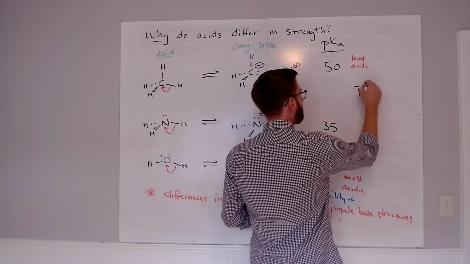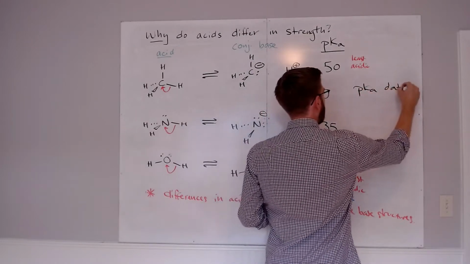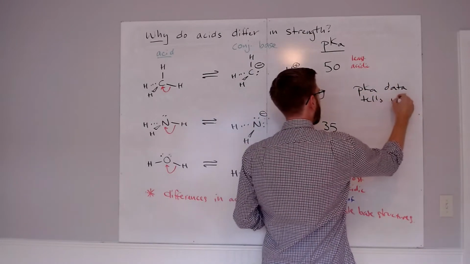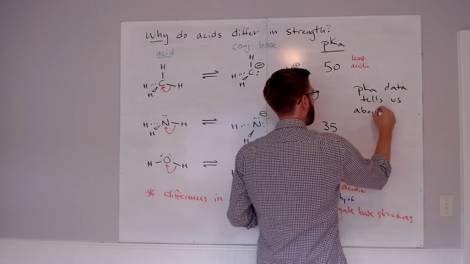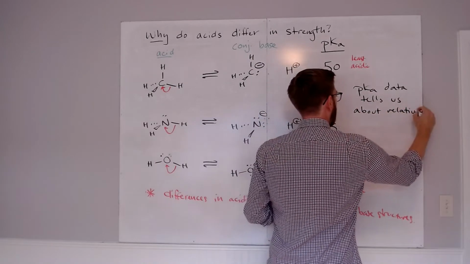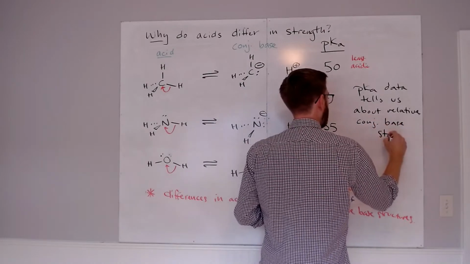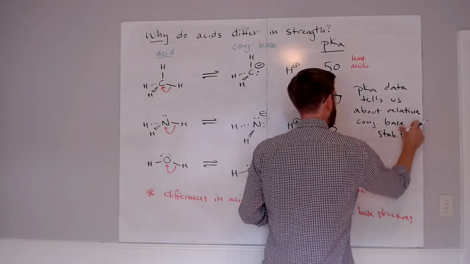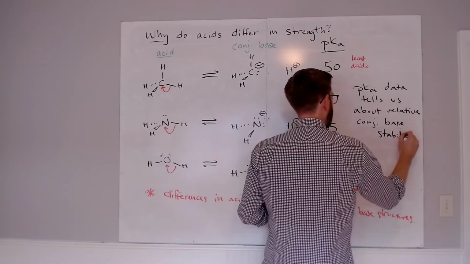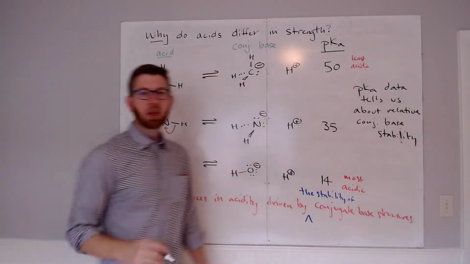pKa data tells us about relative conjugate base stability. There we go. There's my spelling mistake for the video.